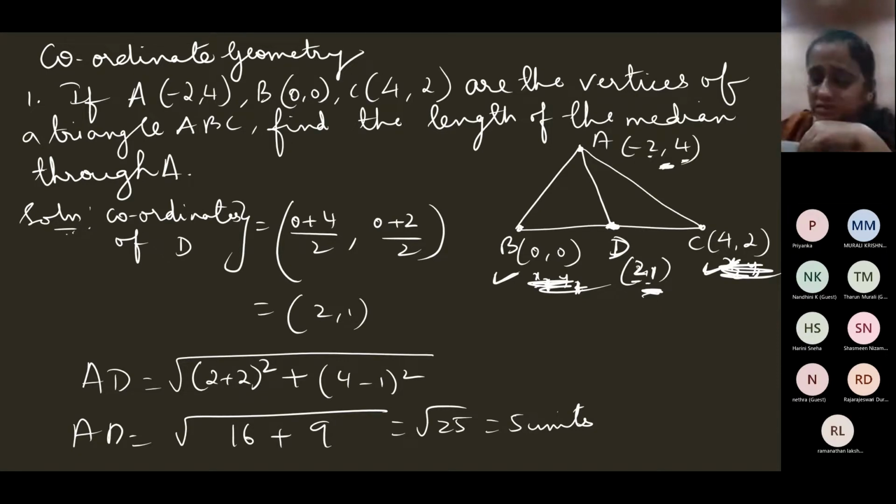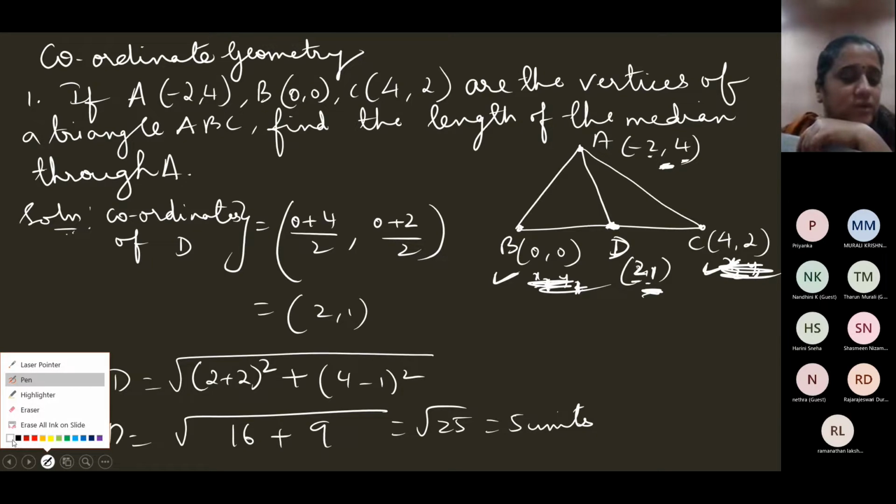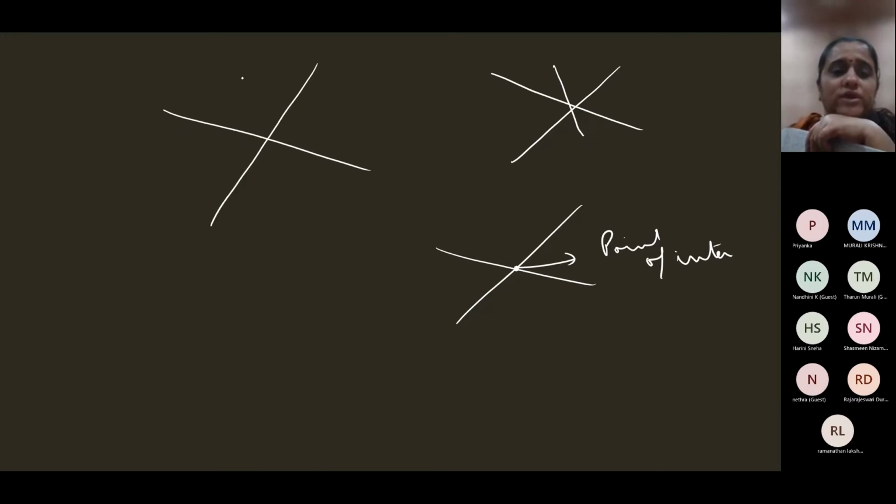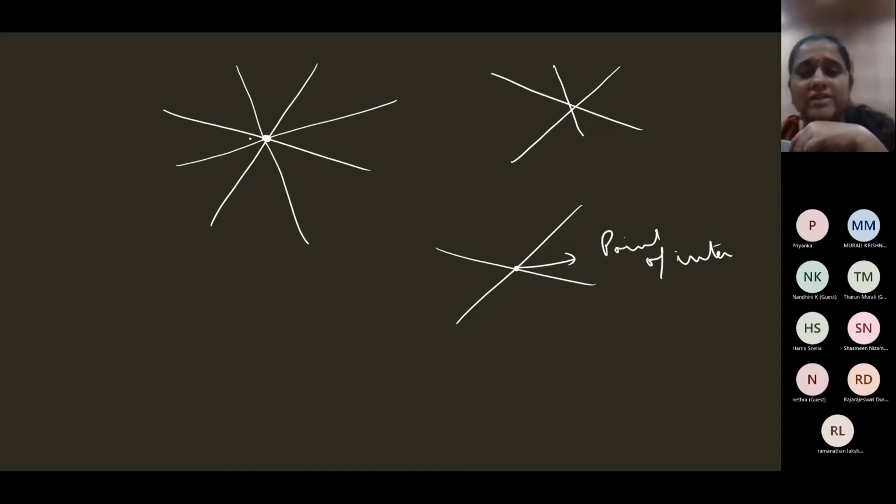That is the point of concurrence. The point of concurrence of the three medians in a triangle is called the centroid. We say concurrence, we don't say point of intersection, because when two lines intersect at a point, it's called the point of intersection. But when three or more lines pass through the same point, the lines are called concurrent lines, and the point where they meet is called the point of concurrency.